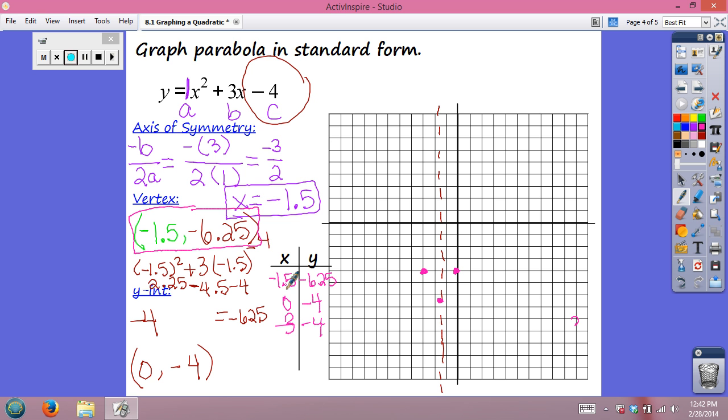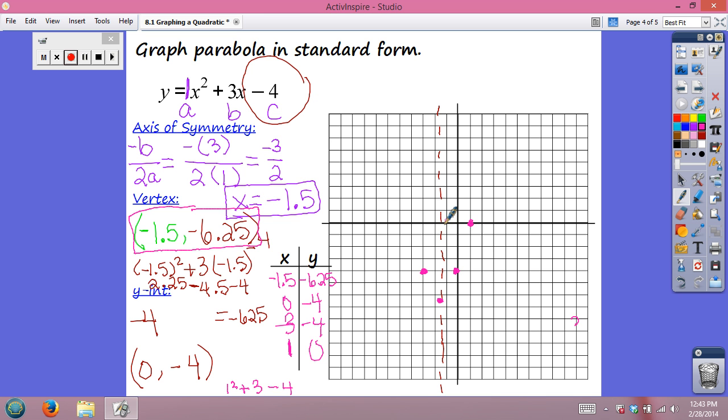Okay, and we have to find one more point to pick from here. So I'm going to pick the line at x equals 1 because we haven't used that yet, and 1 is an easy number. So if we plug 1 into our equation, we're going to get 1 squared, which is 1, plus 3 times 1, which is 3, minus 4. So we have 1 plus 3 is 4, minus 4 is 0. So we have another point at 1, 0.